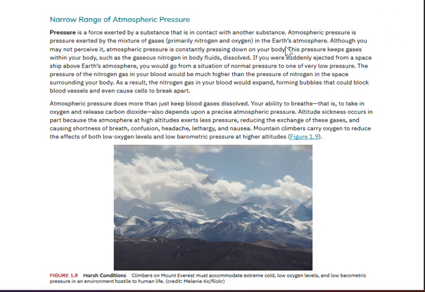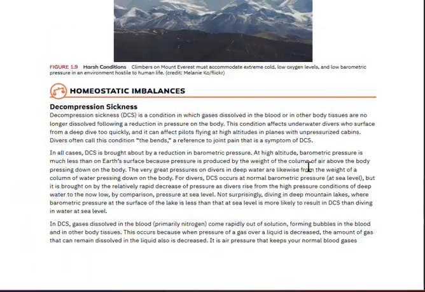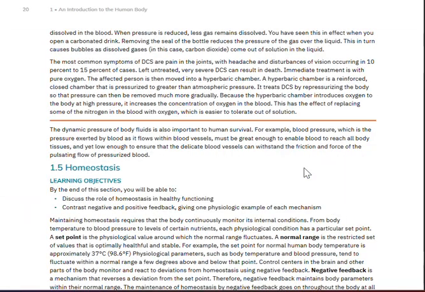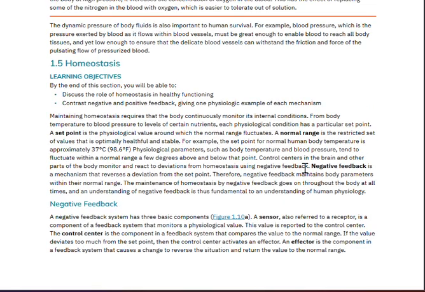Pressure. Atmospheric pressure is a pressure exerted by the mixture of gases in the Earth's atmosphere. It's a force exerted by a substance that is in contact with another substance. As you go higher, pressure gets less. Okay, homeostasis.